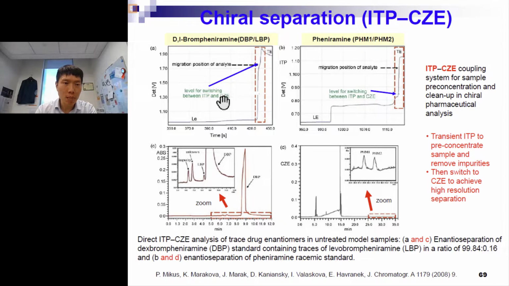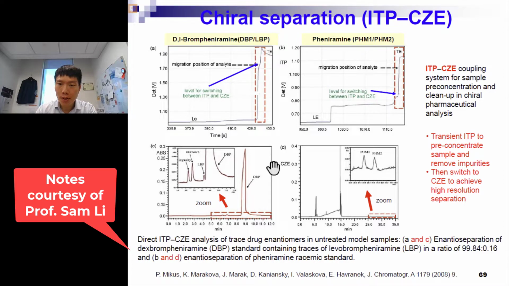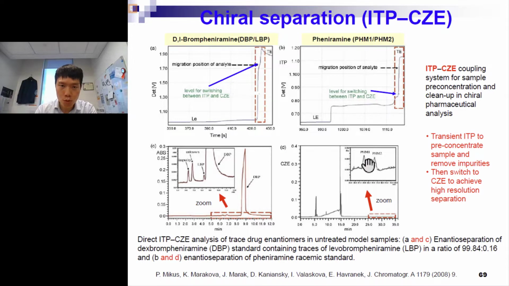And you see that this capillary zone electrophoresis does show some separations of the chiral isomer, right? Because there's a lag time between the two, right? And here we have this blown up zoom window to show where the chiral isomers are detected.